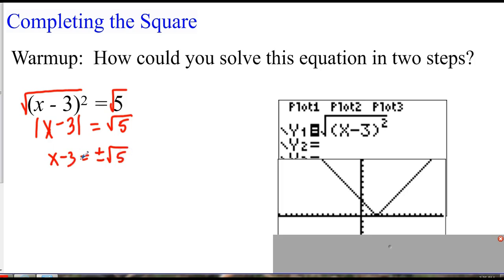And that's pretty easy. You can see how to get x by itself. You're just going to add 3 to both sides. And that kind of looks like something that could come out of the quadratic formula, right? 3 plus or minus the square root of 5. So now let's apply that to some completing the square questions.